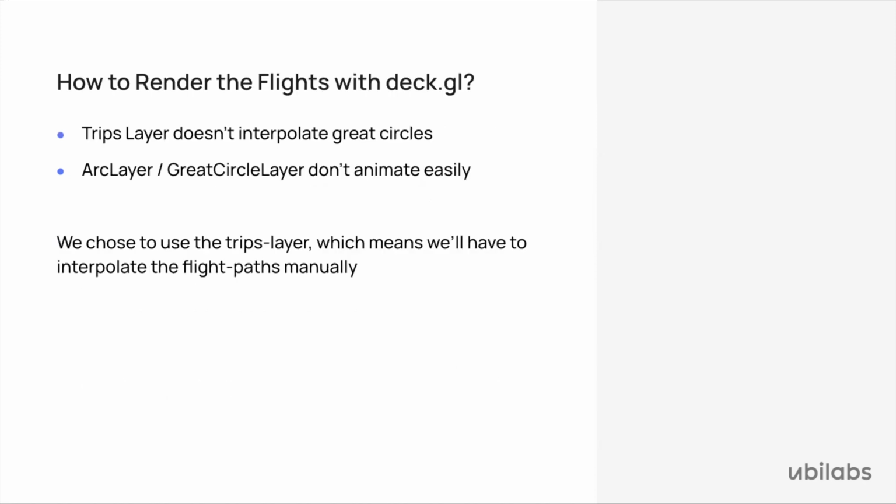Now, in order to render them with deck.gl, we would have had, I think, two options. One was to extend the arc layer or the great circle layer to allow us to animate them according to timestamps. And the other was to use the trips layer. But trips layers don't interpolate great circle. They just draw a straight line from one point to the next. So we had to create these great circle arcs manually.